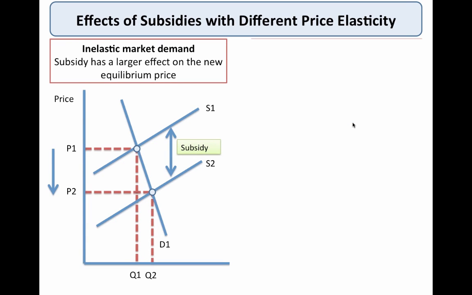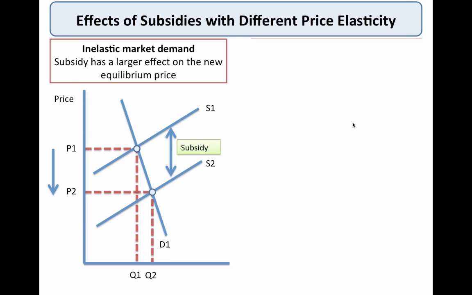What's the effect of a subsidy? Again, the consequences depend on the elasticity of demand and the elasticity of supply. So in this diagram on the left-hand side here, we've offered quite a generous subsidy. The price has fallen from P1 to P2, but actually demand's inelastic. So we don't see a big rise in quantity.